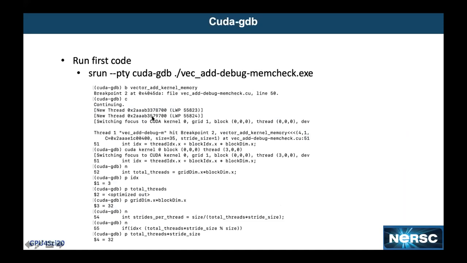Other commands you will have to use for CUDA GDB are, for example, setting a breakpoint with b and the name of a function. So instead of putting the name of a file, colon, and the line number, you can put a breakpoint on the name of a function, and it will stop at the start of the function.